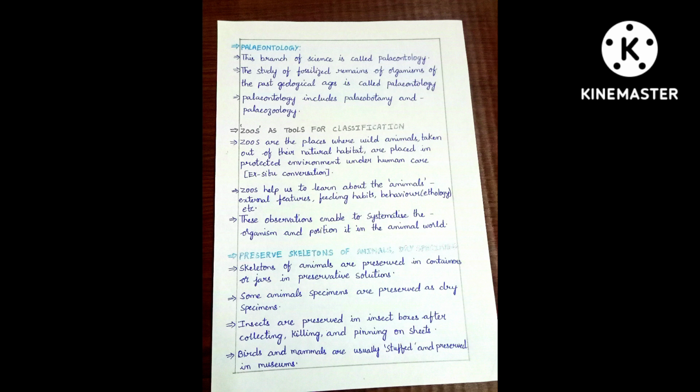Zoos help us to learn about the animals' external features, feeding habits, behavior, ethology, etc. These observations enable us to systematize, which means the act of planning a system, the organism and position it in the animal world.